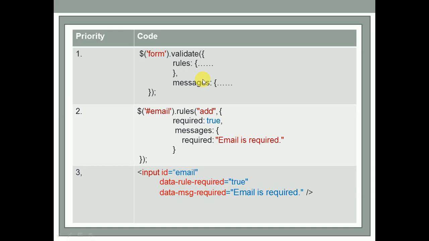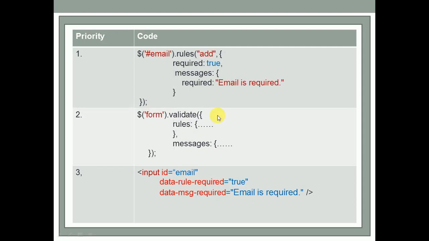Now let's arrange the order of this priority. We have to move the rules to first priority, the validate method should be at second priority, and the attribute validation should remain at third. So now it is the correct priority: the rules at first priority, the validate method at second priority, and the attribute validation at third priority.